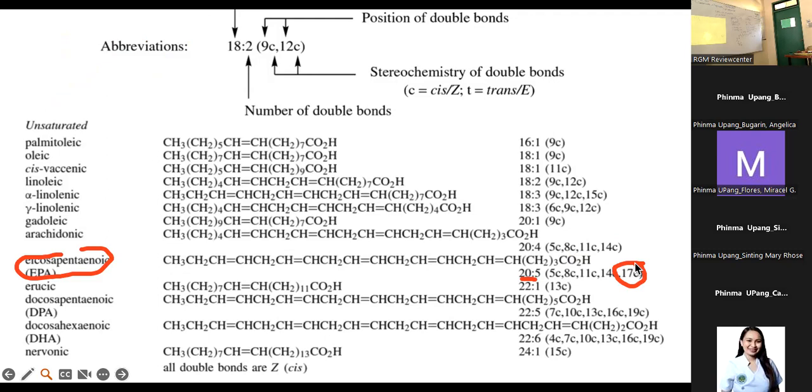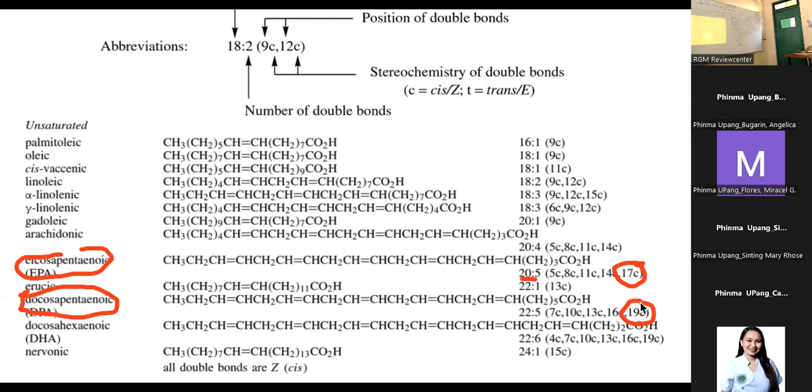Alright? Next, another important molecule is DPA. No? Ayan. Susulat ko na lang sa board itong mga to. Docosapentaenoic acid, DPA. Its last double bond is at position 19. Ito. 3 carbons away from its terminus. It's also an omega-3 fatty acid.